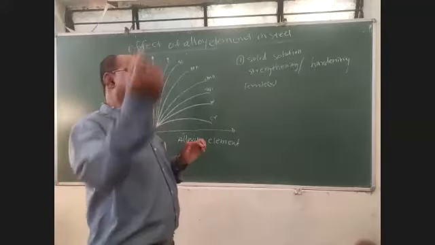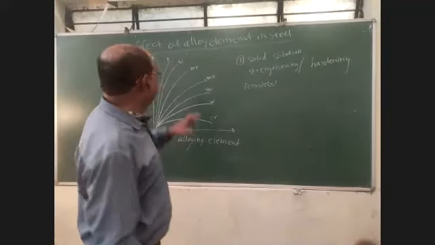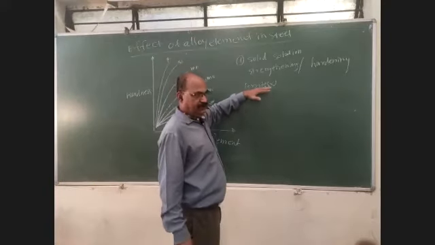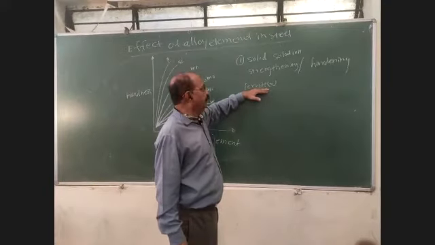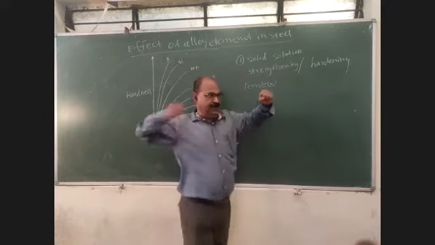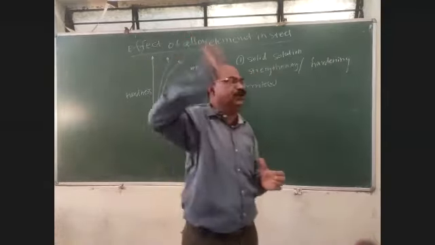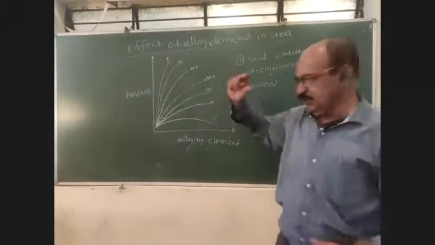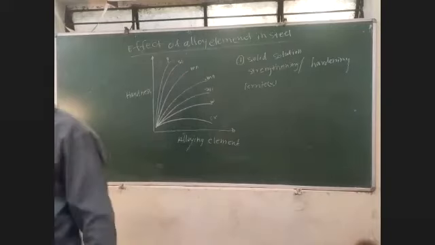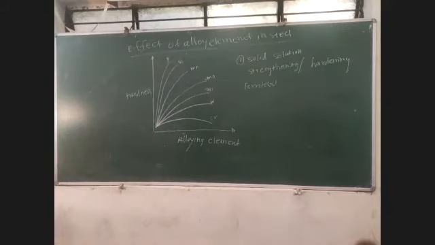If you go on adding carbon and alloying element, the structure like ferrite, alpha ferrite, the strength and hardness, strength and hardness means resistance to the load, this will get increased by adding the alloying element. This is our first effect of alloying element.